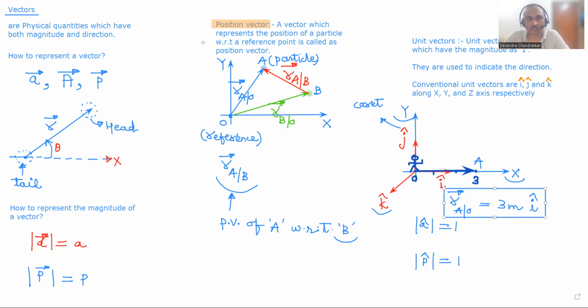You are aware of trigonometry? No, not yet. Okay. So just go through this slide once. We are learning vectors. So what are vectors? They are physical quantities. I have just discussed the definition. How to represent a vector.